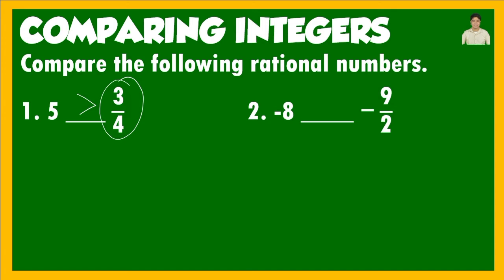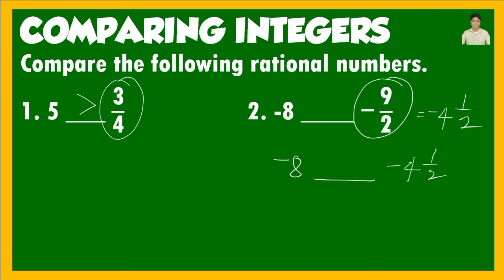Next, negative 8 and negative 9/2. So, dito, kung mapapansin natin yung negative 9/2 is an improper fraction. So, para makita natin kung ano yung value niya, gawin natin siyang mixed number. So, 9 divided by 2, that is 4. So, negative 4. So, pag dinivide natin sa 9 sa 2, ang remainder niya is 1. So, negative 4 and 1/2. So, ngayon, i-write natin negative 8 blank, negative 4 and a half.